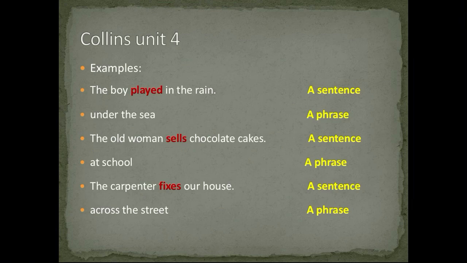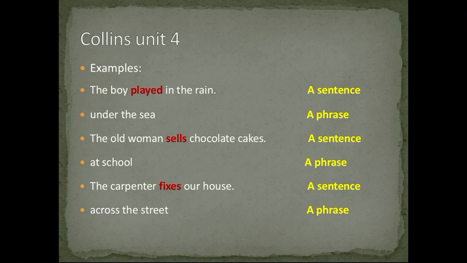At school. What is at school? Us at school, you guys at school, I don't understand. And there is no verb and it doesn't make any sense. That means it's a phrase. The carpenter fixes our house. So I have a verb, which is fixes, and it makes sense. I can understand what the sentence is talking about. That means it's a sentence.